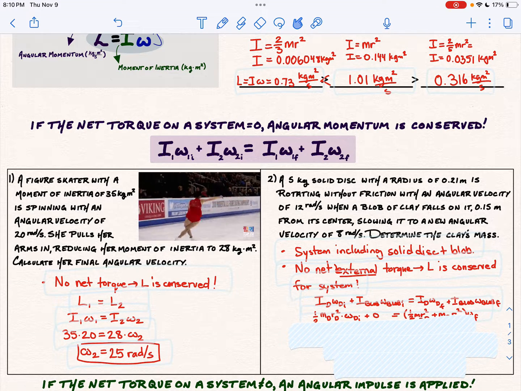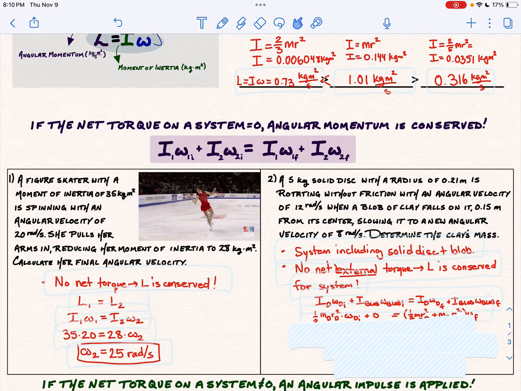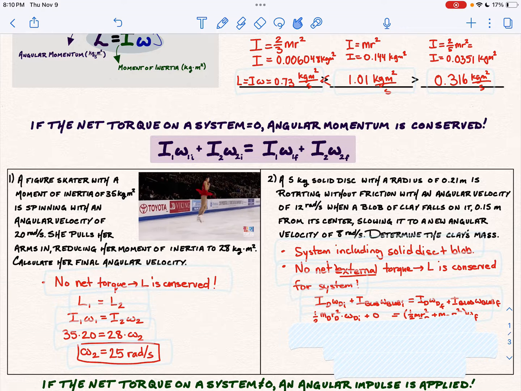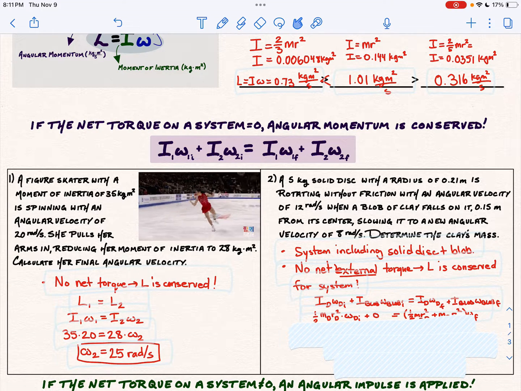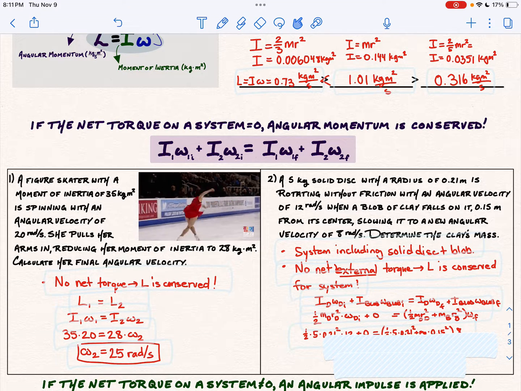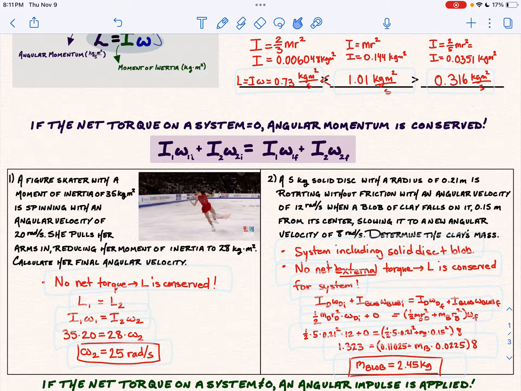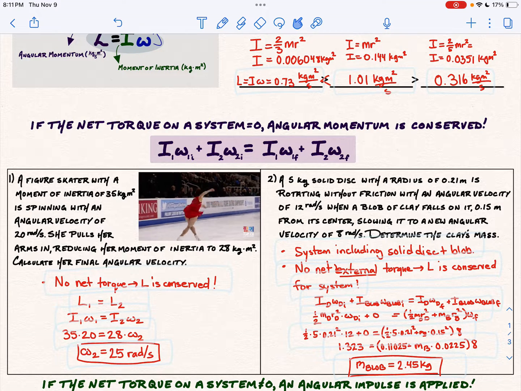So if we were to write it out, we'd say the angular momentum of the disk plus the initial angular momentum of the blob, which is 0, equals the final combined angular momentum of the disk-blob system. And if you plug in numbers, you can use that to solve for the mass of the blob, which comes out to be 2.45 kilograms.